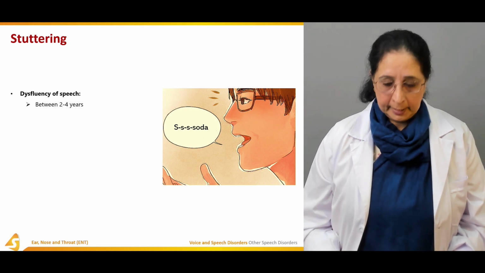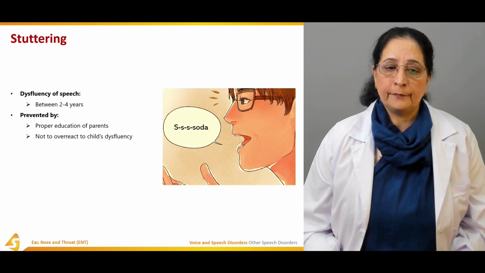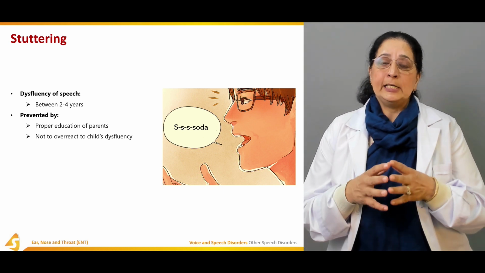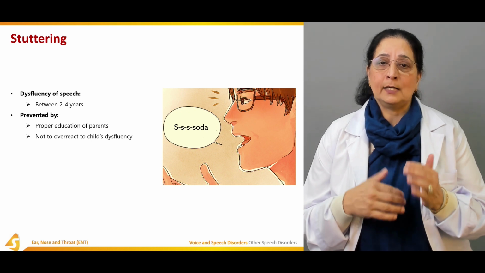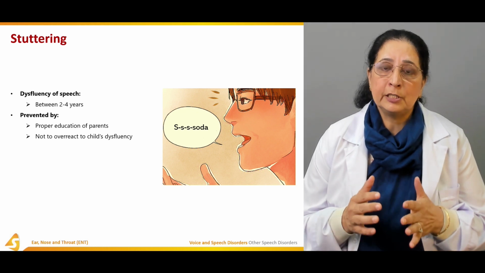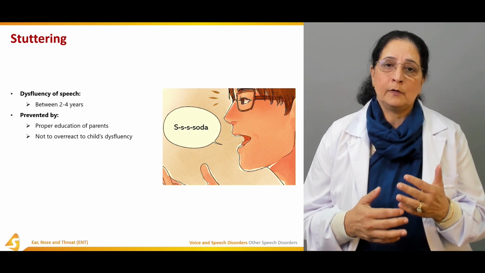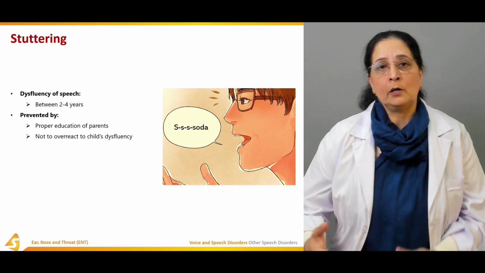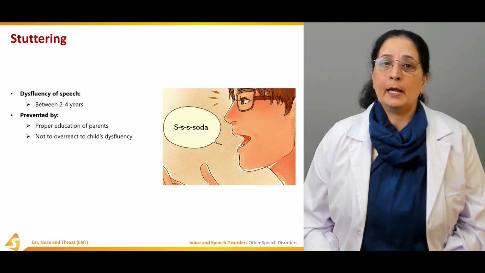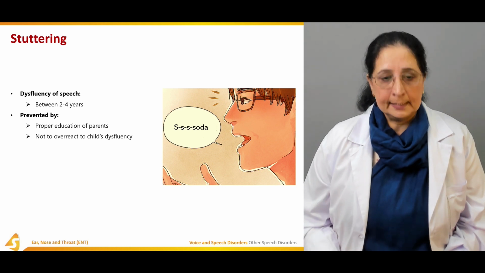Between 2 to 4 years, it can be prevented by proper education of the parents not to overreact to child disfluency. Proper teaching is important. If the child starts stuttering, we need to give confidence to the child, so they should not stutter. We should give speech therapy to these children to control their stuttering, so it will not be a permanent disorder. So it can be prevented by the education of the parent. They should not overreact to child disfluency.